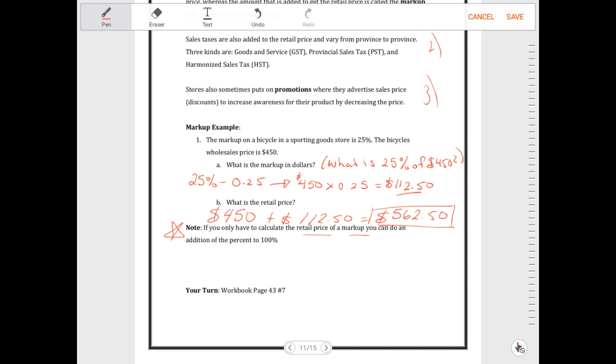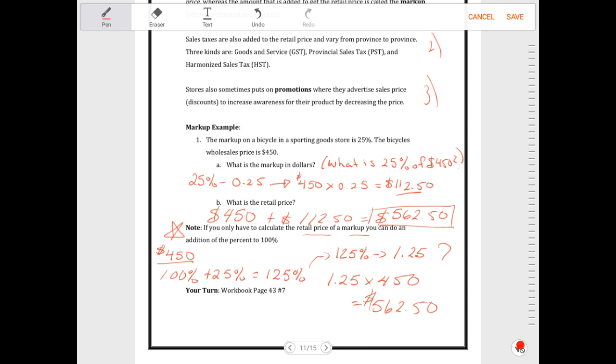But you could say, well, they paid $450. Well, what percentage of the bike did they pay? They paid 100%, the store. They're adding on 25%. Well, that gives you 125% total. Just like we did in the previous lesson, you could make 125% a decimal, 1.25, then times it by 450, and that still will give you the grand total of 562.50.